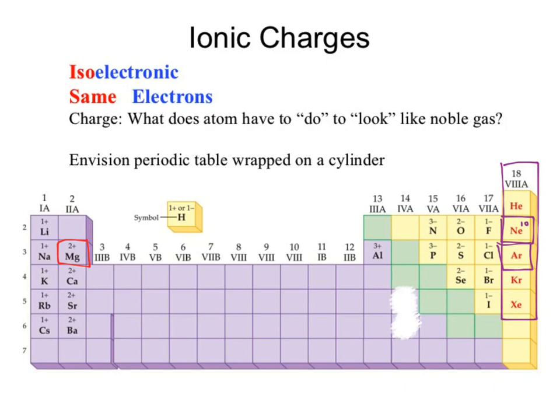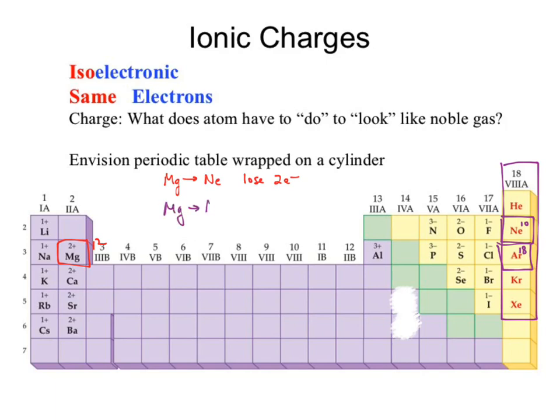How many electrons does argon have? 18. Okay. We're looking at those neutral elements. How many electrons does magnesium have? 12. So for magnesium to look like neon, what does it have to do? It would have to lose 2 electrons.